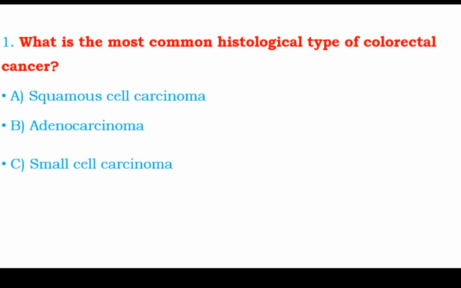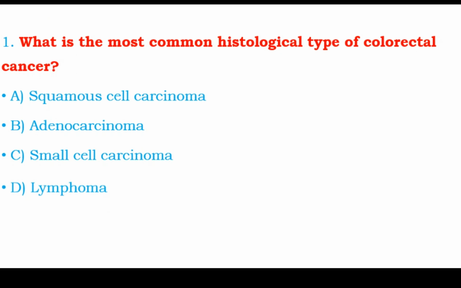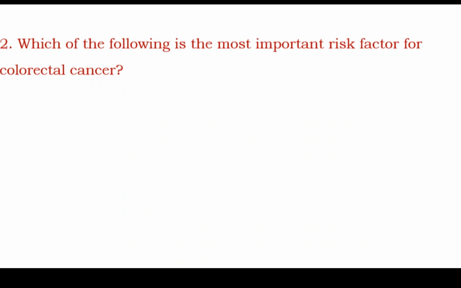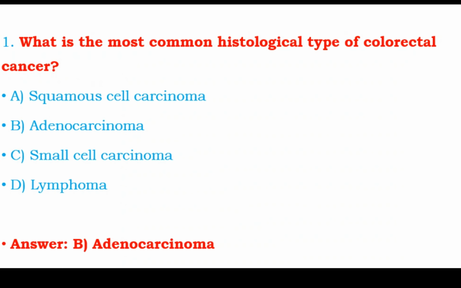Now it is time to do exercise. Here are some multiple choice questions on colorectal cancer with explanations. 1. What is the most common histological type of colorectal cancer? A. Squamous cell carcinoma. B. Adenocarcinoma. C. Small cell carcinoma. D. Lymphoma. Answer B. Adenocarcinoma. Explanation. Over 90% of colorectal cancers are adenocarcinomas, which arise from glandular epithelial cells in the colon or rectum.